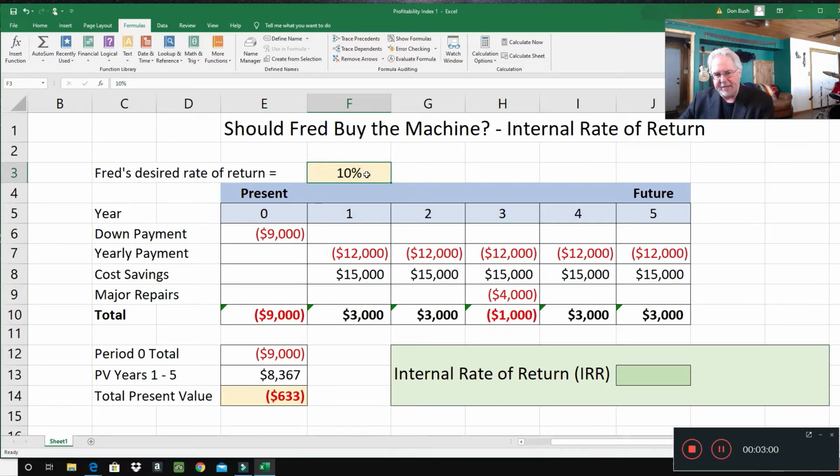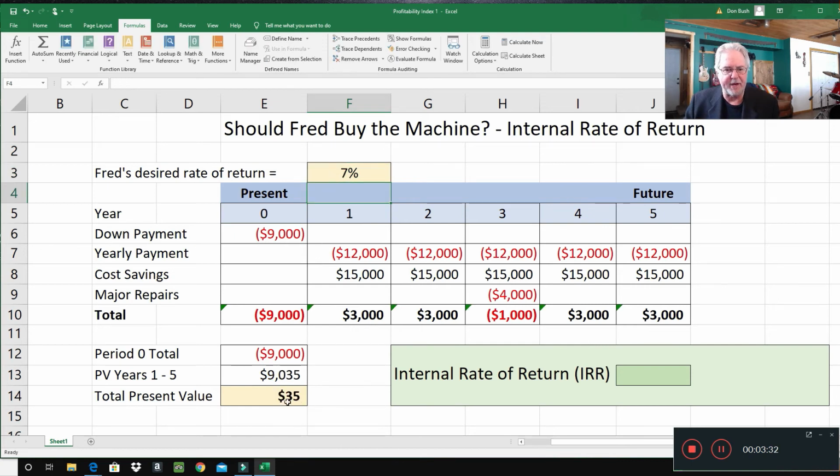If Fred's not going to earn his 10% interest, well, I wonder if he's going to earn 9%. So let's type in 9. And that changes the present value to 420. Well, it's still negative, so let's go down further. Let's try 8%. And it comes down to 197. So we're getting closer. What we want to do is have this reach 0. So let's try 7%. Oh, there we go.